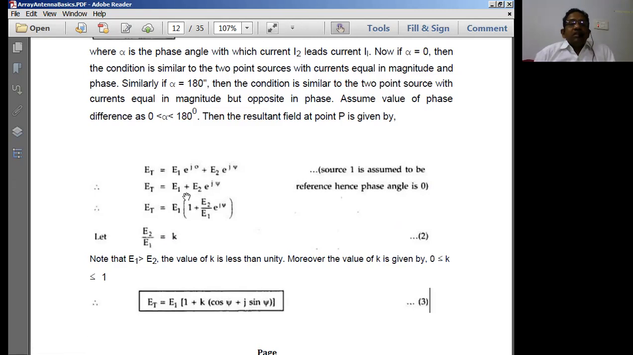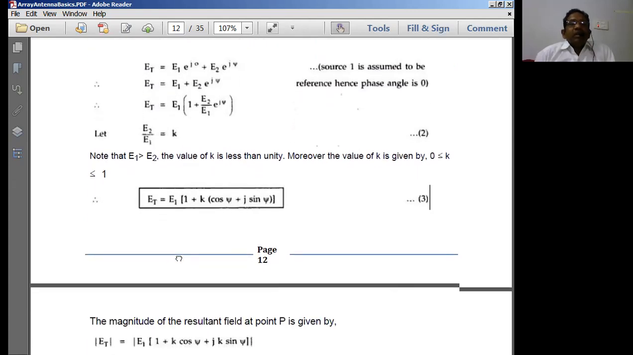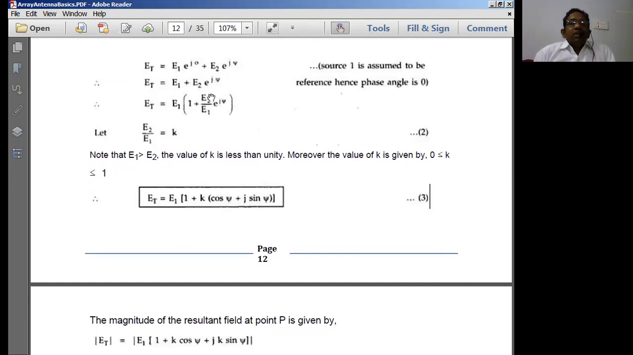So therefore, Et is equal to E1, e power 0 is 1. So E1 plus E2 e power j psi I can have. So therefore, if I take E1 common, I can write this as E1 into 1 plus E2 by E1 into e power j psi. Now I can write here, E2 by E1 is nothing but equal to K.